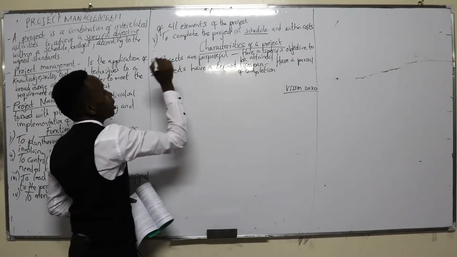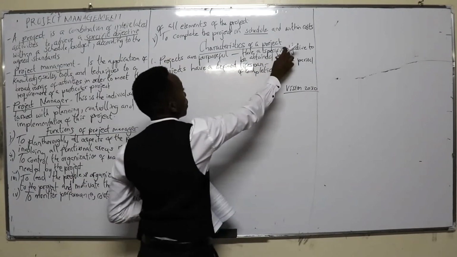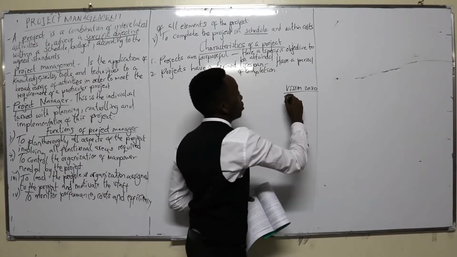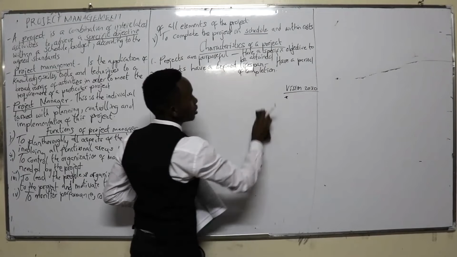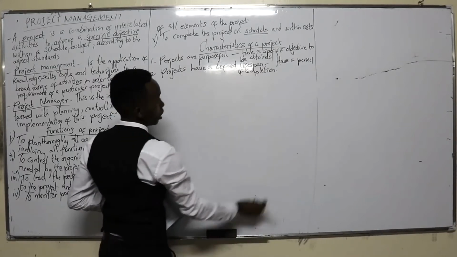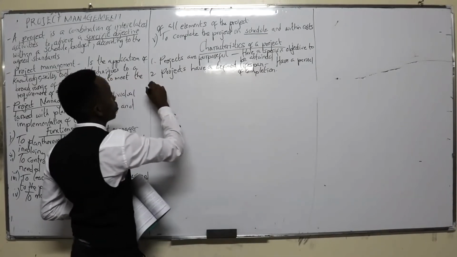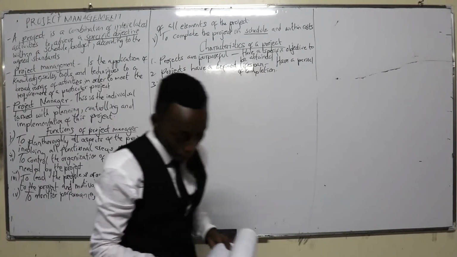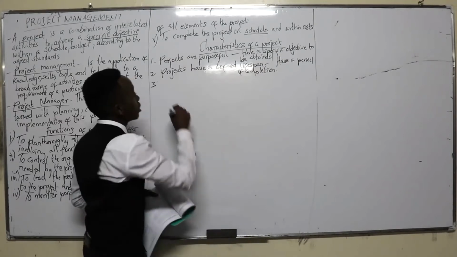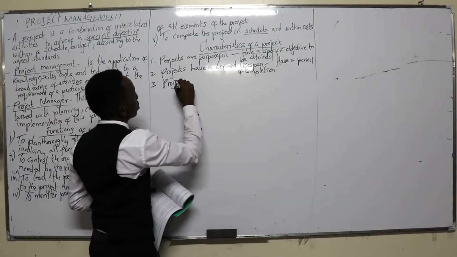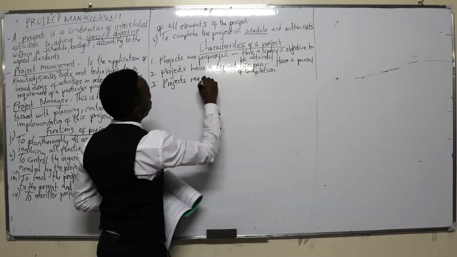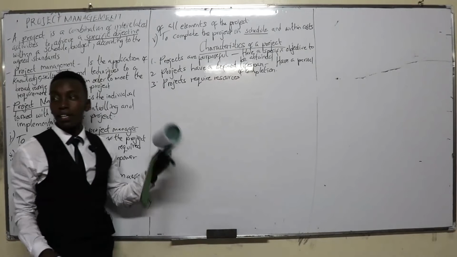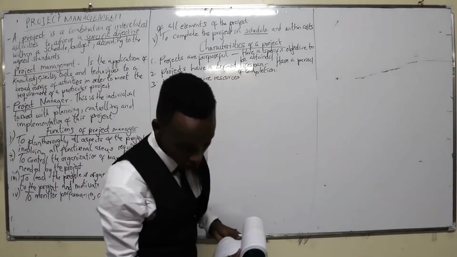And also their purpose, or they have specific objectives that they want to attain. For instance, they should have increased the electricity in the rural areas, that they have connected the rural areas, also on education, among other objectives. Also, these projects require resources, be it manpower or the finances.